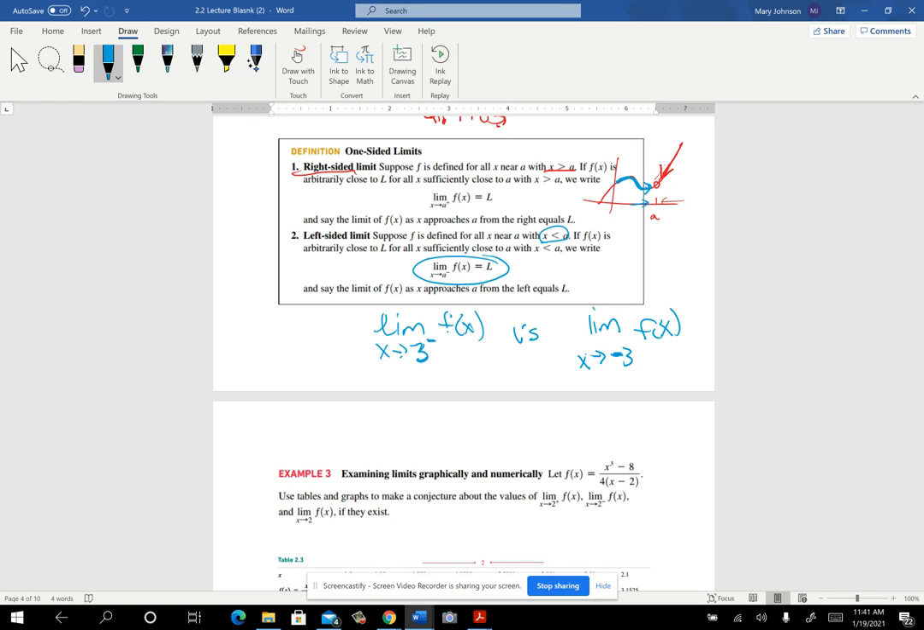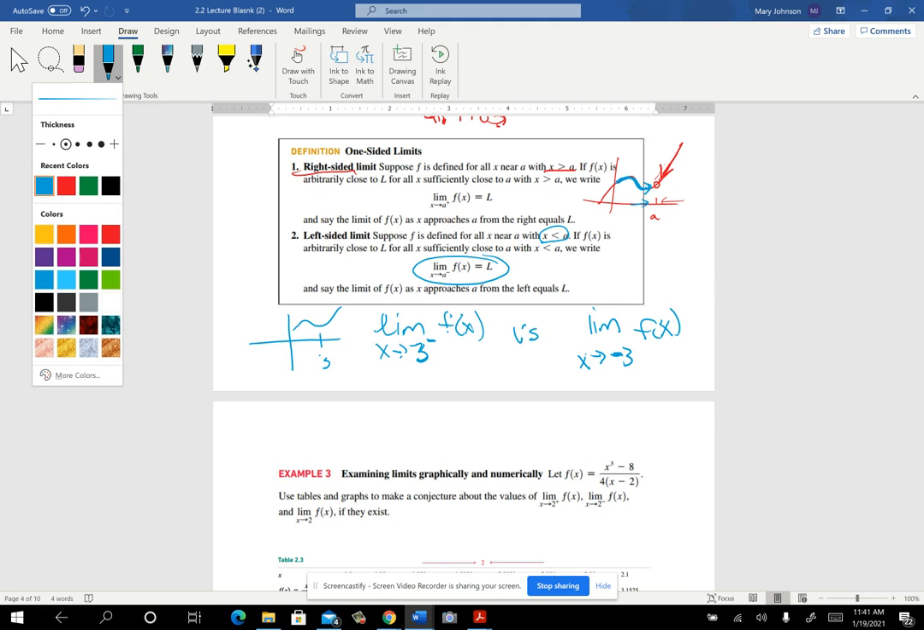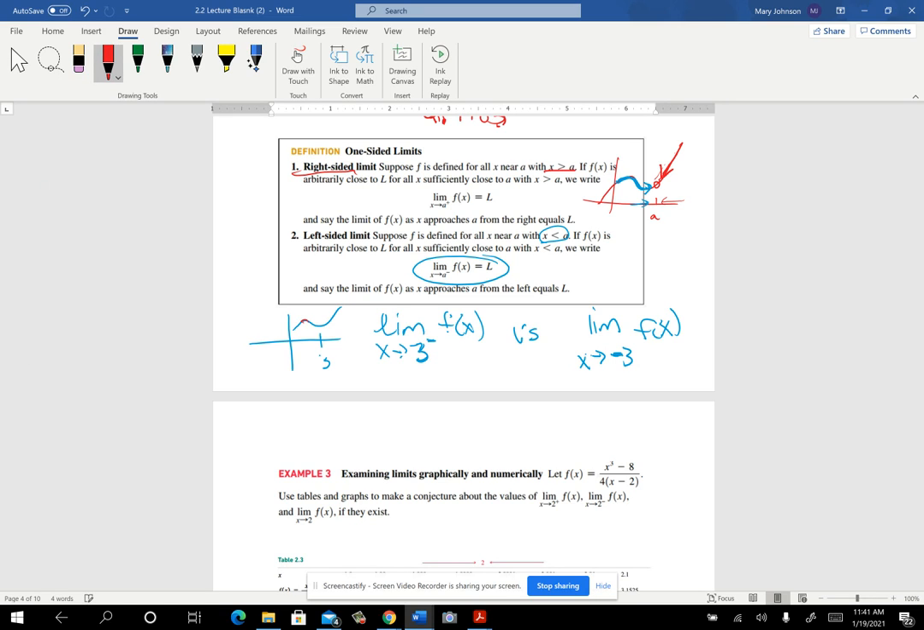Okay, so for this one, you should be focused on 3. And if your function's doing something like that, you're looking at what happens as you approach 3 from the left side, coming into there. But you should be focused at 3.